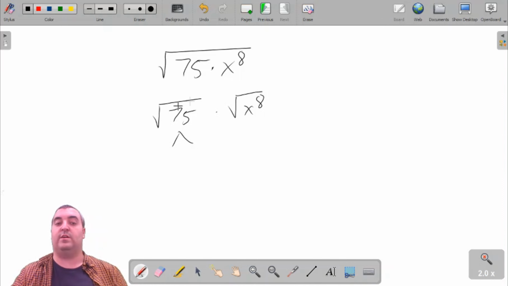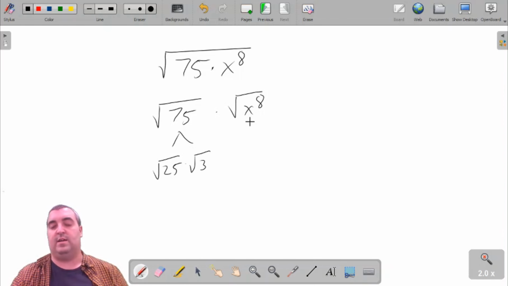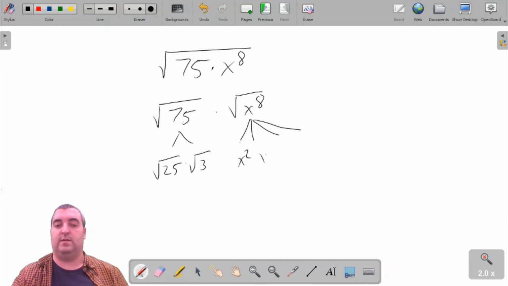We want to try to break it up into perfect squares. So 25 is one of those perfect squares, and then obviously times 3 would give us 75. Now we could do the same thing with x to the 8th. I'm going to do it a really long way, but there's a shorter way if you're good with your number sense. So x to the 8th is really x squared times x squared times x squared times x squared. All of these are being square rooted.